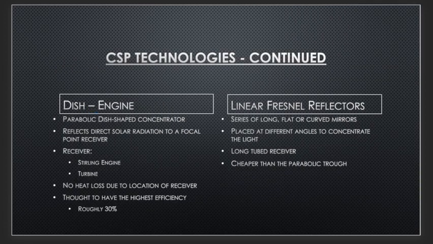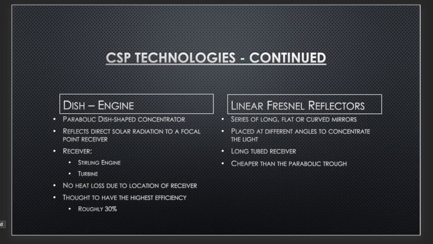The other two are dish engine and linear Fresnel reflectors. The dish engine is a parabolic dish-shaped concentrator. It reflects direct solar radiation to a focal point receiver. The receiver can either be a Stirling engine or a turbine. There is no heat loss due to location of the receiver, and it is thought to have the highest efficiency of roughly 30%.